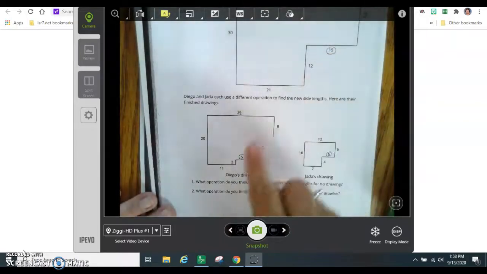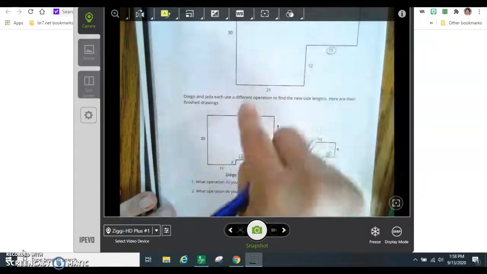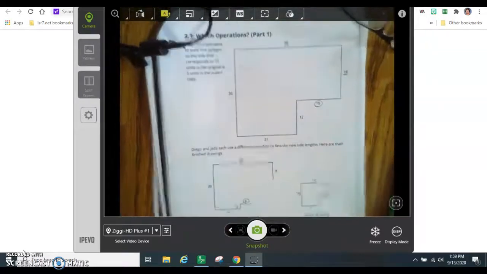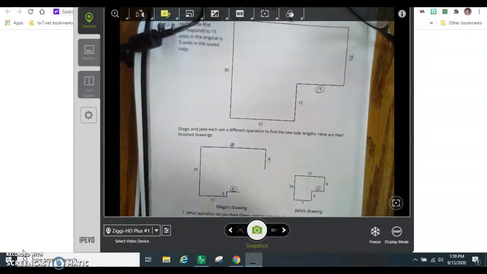Each of these, 15, 5, 18, 8, 36, 26, has a difference of 10, doesn't it? Those are differences of 10, so it looks like Diego subtracted 10 for each of his side lengths.